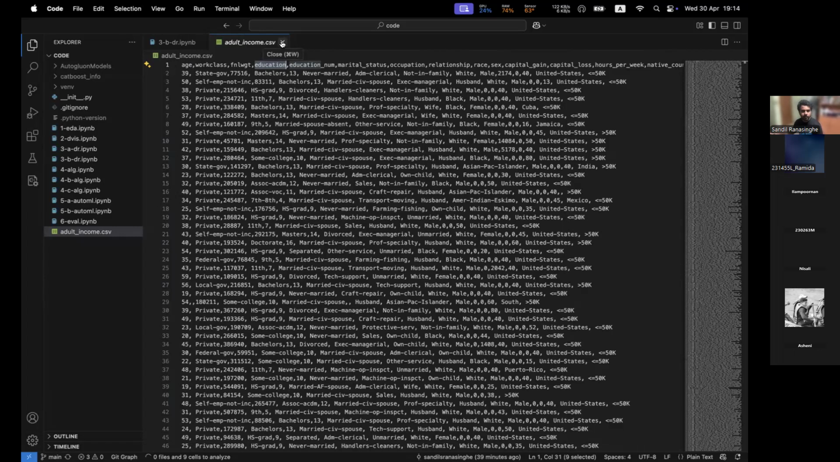Of course, it isn't necessary for all models. Some models might actually be able to capture those relationships on their own.